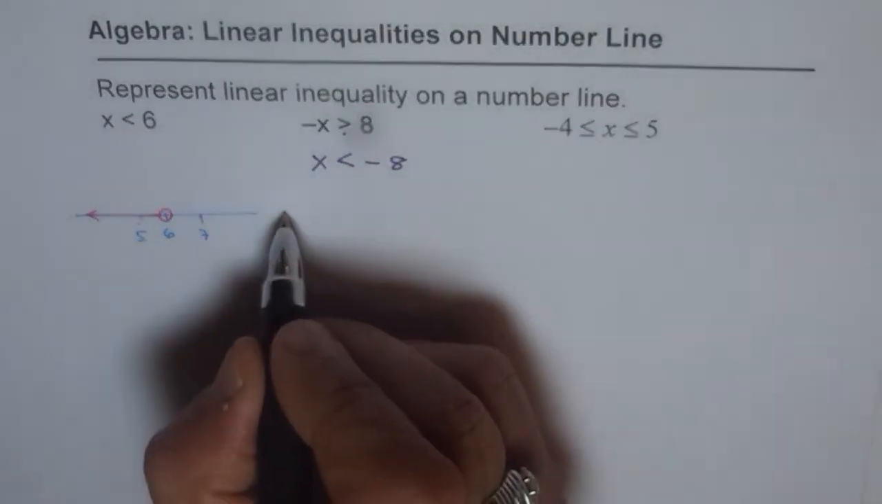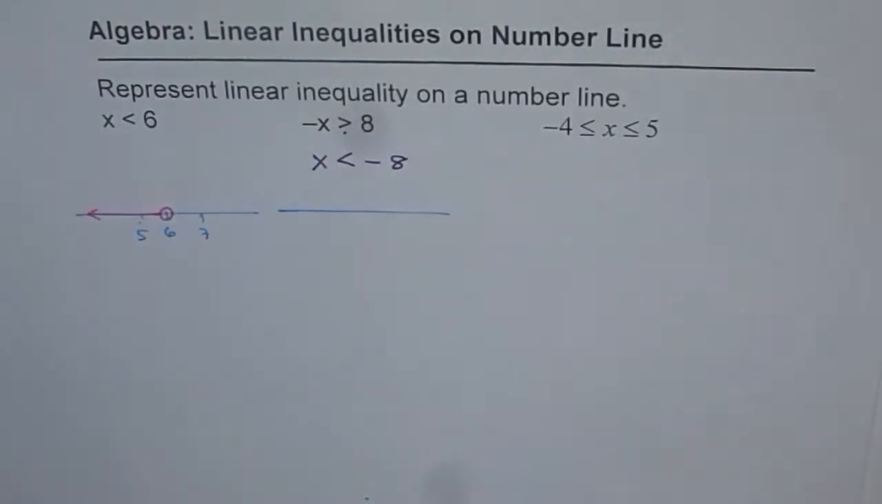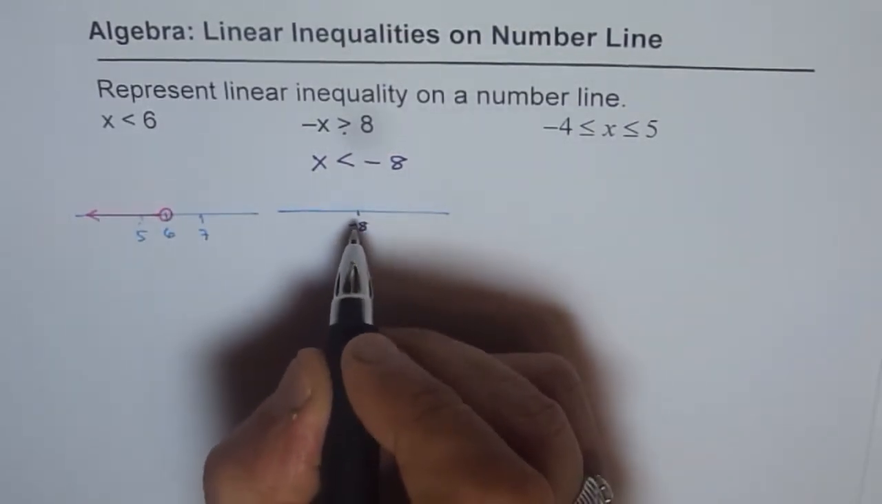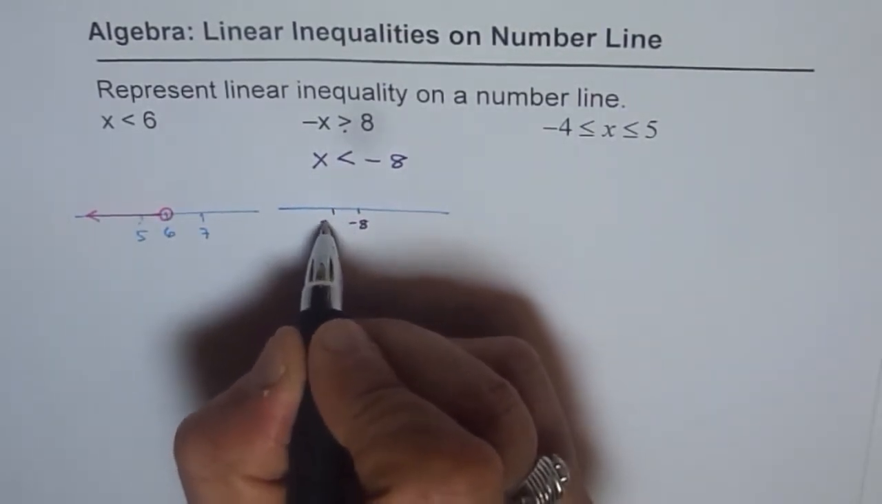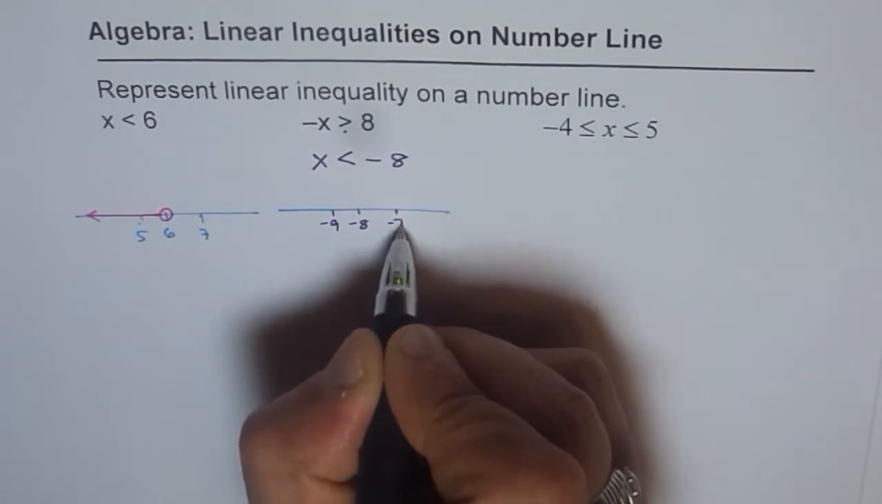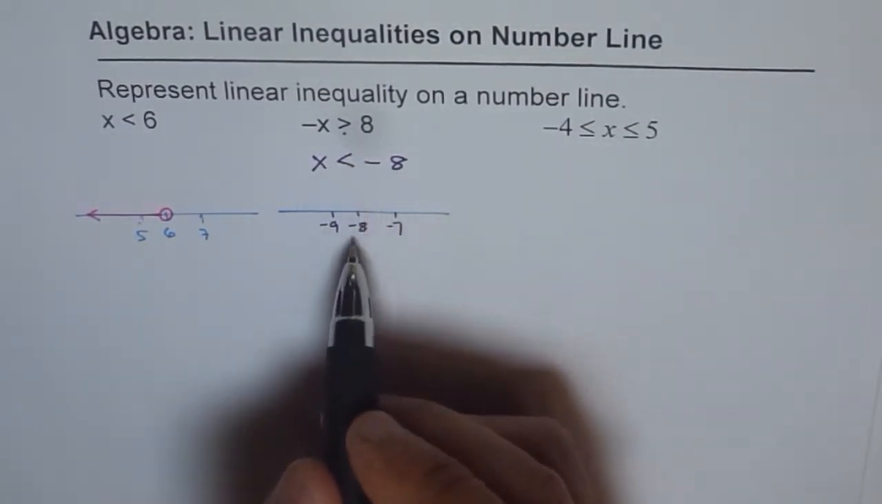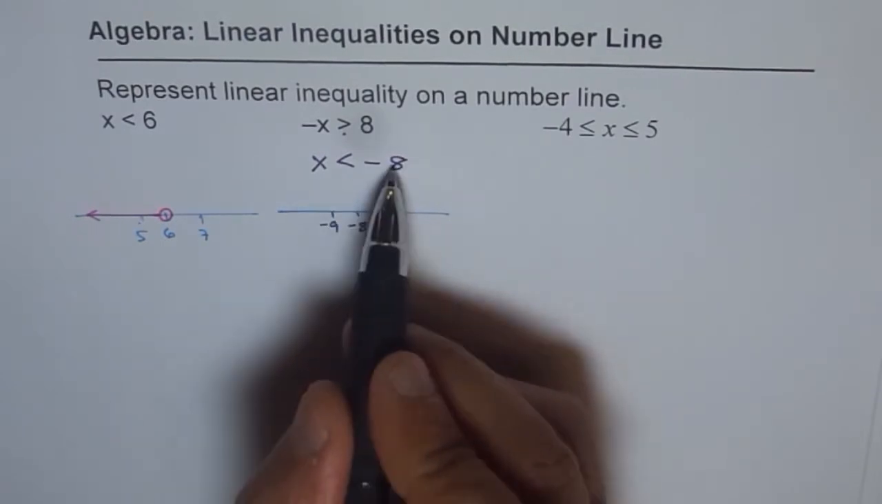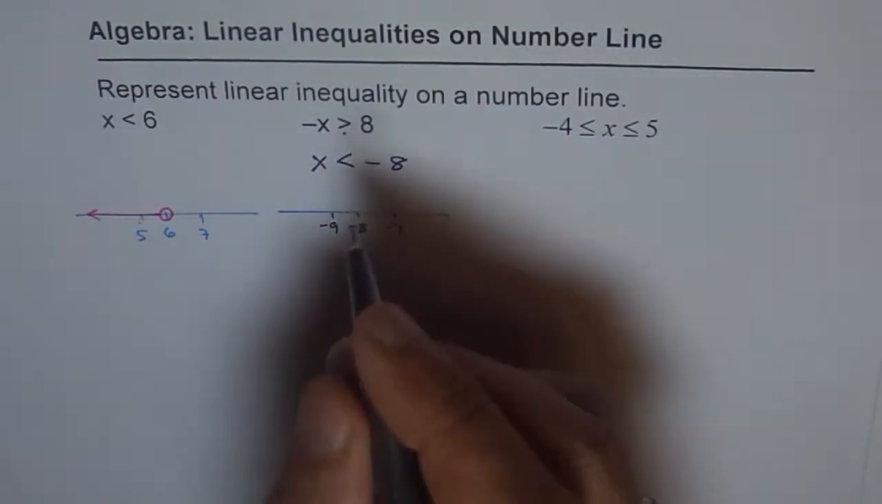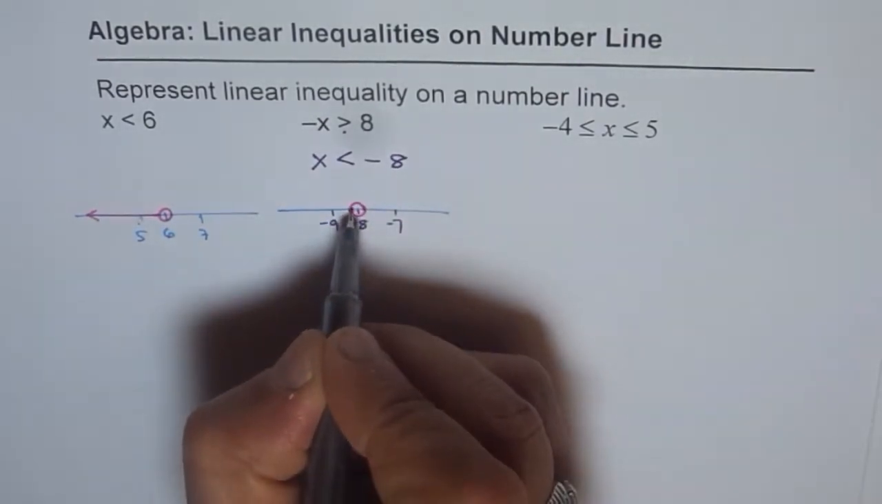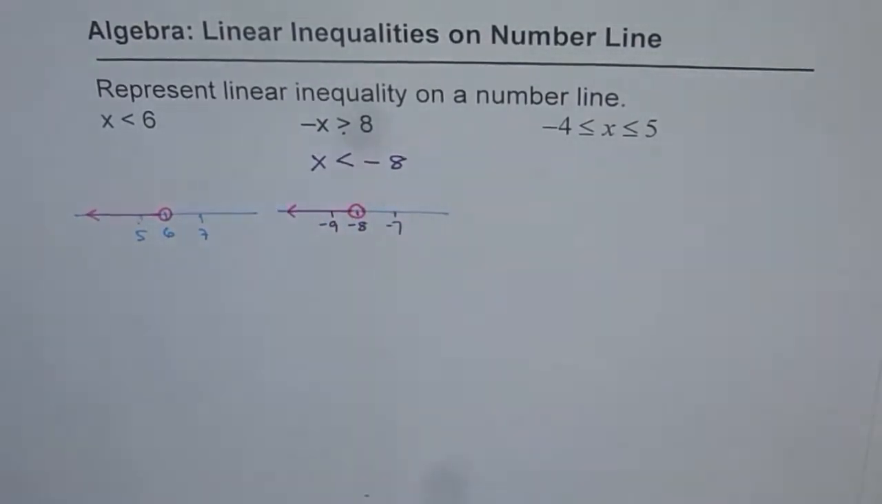So let's now draw it on a number line. So on a number line, mark your numbers with minus 8 in the center. So numbers on the side will be minus 9 and minus 7. X is less than minus 8. That means it is on the left side of minus 8. And minus 8 is not included, so we'll make an open dot here or a hole here and mark our arrow to the left side. So that is how you can represent minus x is greater than 8, right?